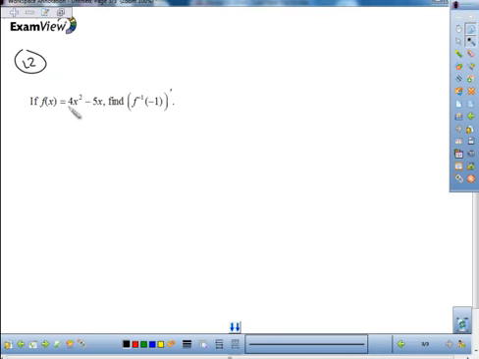So if f of x equals 4x squared minus 5x, find the derivative of the inverse at negative 1. Okay, since we're trying to find the derivative of the inverse, this is my y value. So y is equal to negative 1. So the first thing I need to do is find my x value. So to find my x value, I'm going to use the original equation and solve for x.